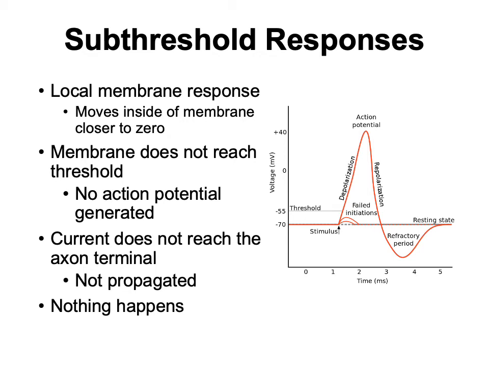Subthreshold responses are local responses. The local membrane responds to the stimulus, moving the inside of the membrane a little closer to zero, but it doesn't reach threshold. And if it doesn't reach threshold, you will not have an action potential. You will not have a current go down to the axon terminal. It will not propagate. Nothing will happen.